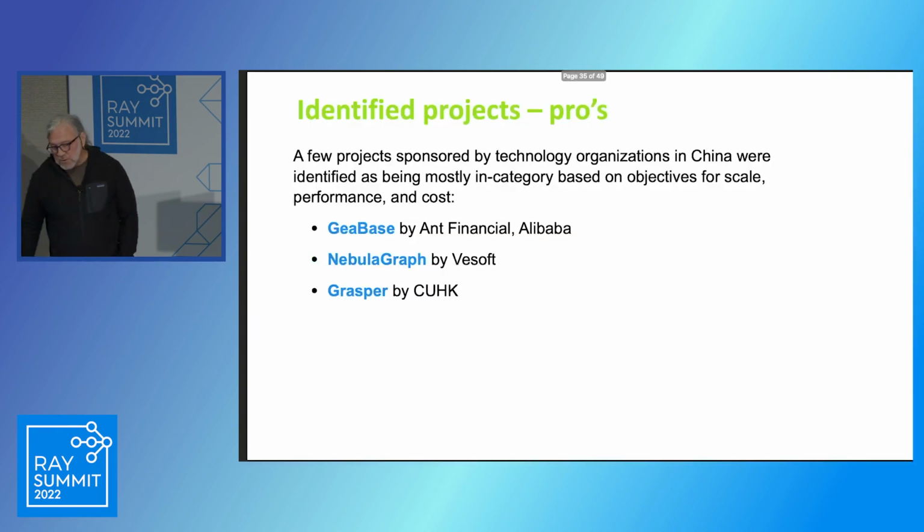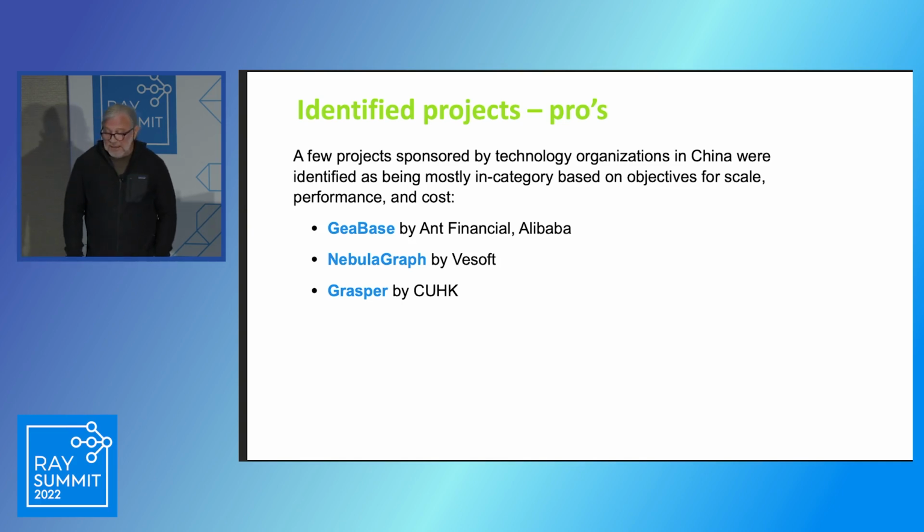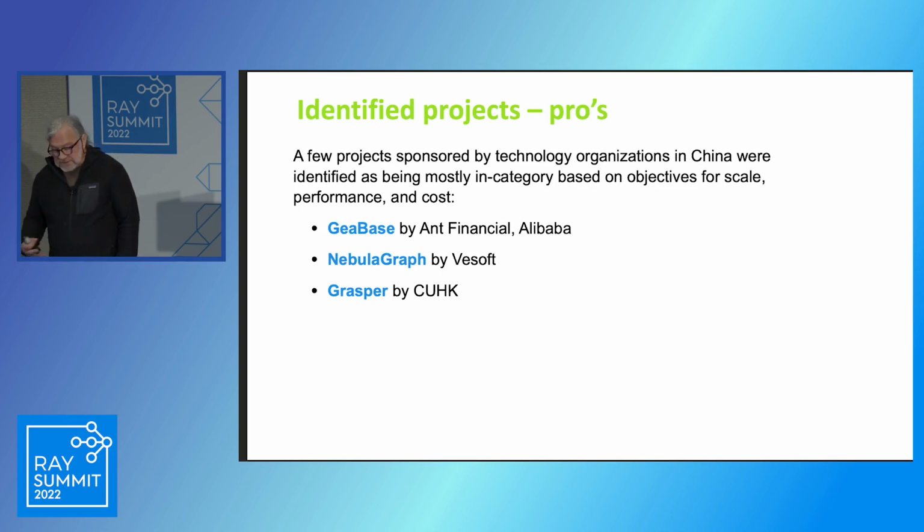Okay. So we started looking around to see what's the North Star? What are the other projects that might work really well here? Certainly Ant Financial has presented here. Ant Financial and Alibaba have been working on GeoBase, and that's very much in the category of scale and performance and a lot of the attributes we're interested in. There's another project called Nebula Graph, also out of China, and Grasper from Hong Kong University. And also ByteGraph that they were showing yesterday from ByteDance. All of these are in the category for a lot of the scale objectives and performance and cost.